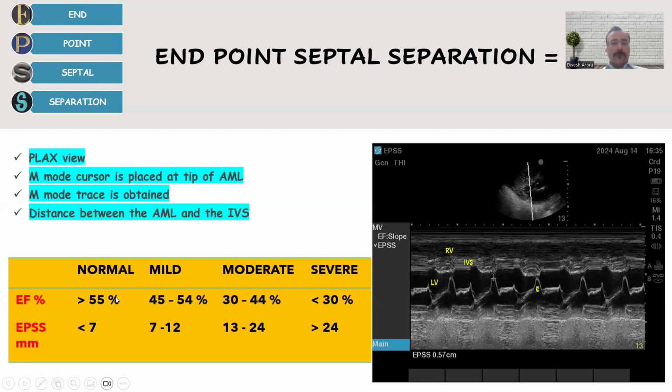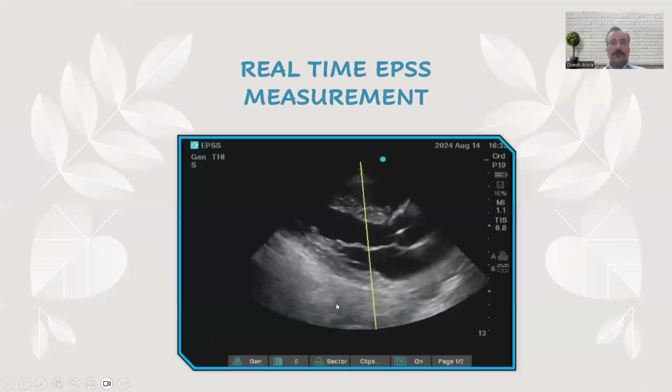So in terms of EF, greater than 55 is considered to be normal. 45 to 54 is mild. 30 to 44 is moderate. And less than 30 is severe.